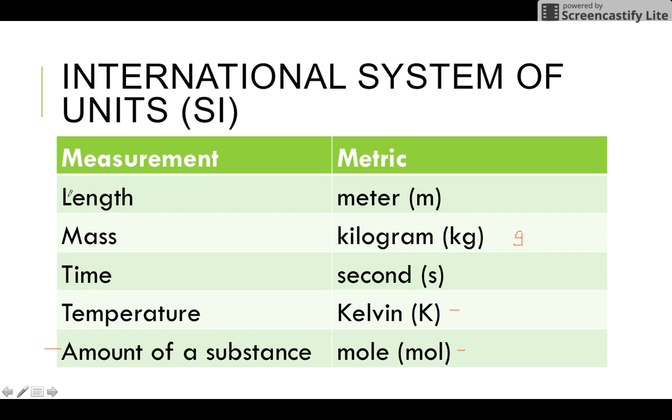So just keep in mind the 3 main things you need to know right now are the length, the mass, and the time. Those are the units that we have to use. We can't use feet or yards for length. We can't use pounds or ounces for mass.